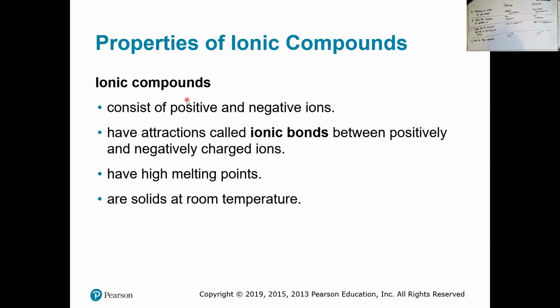We are going to see that ionic compounds consist of positive and negative ions that alternate. They have attractive forces between them. These attractive forces are called ionic bonds, and they're specifically between those positively charged cations and the negatively charged anions. Our ionic compounds have extremely high melting points. If you try to melt cubes of table salt, for example, it's very difficult to do. And they're solid at room temperature.